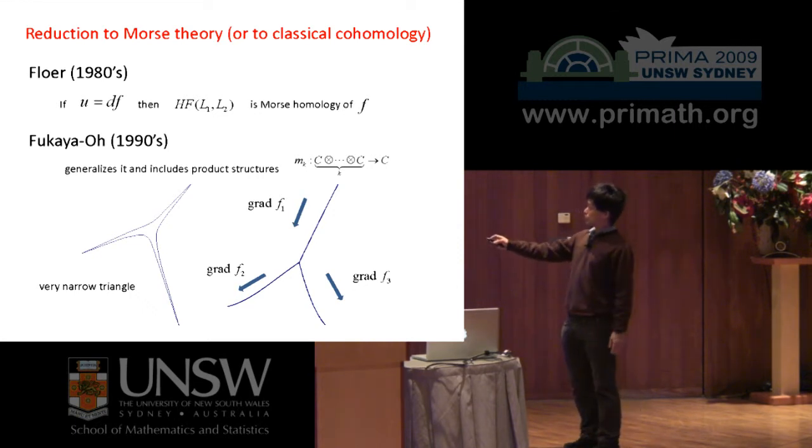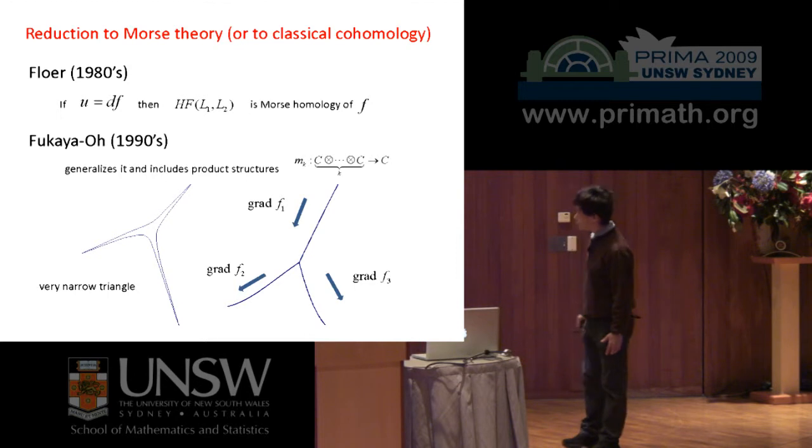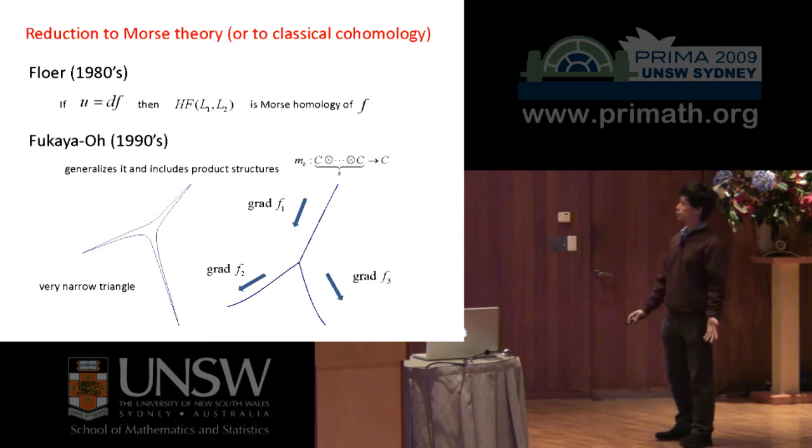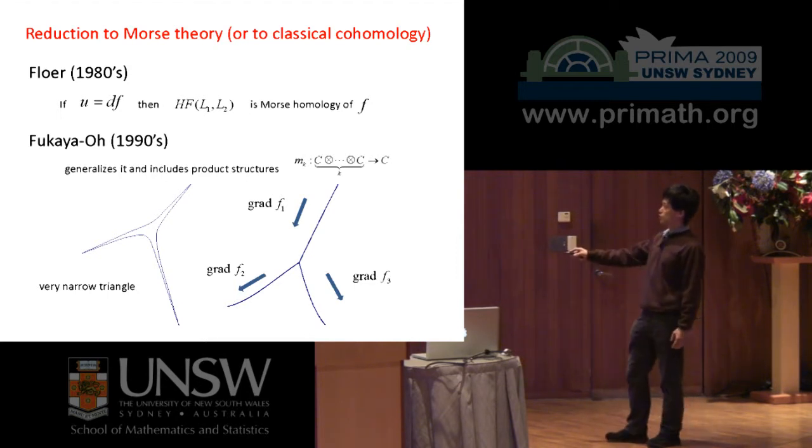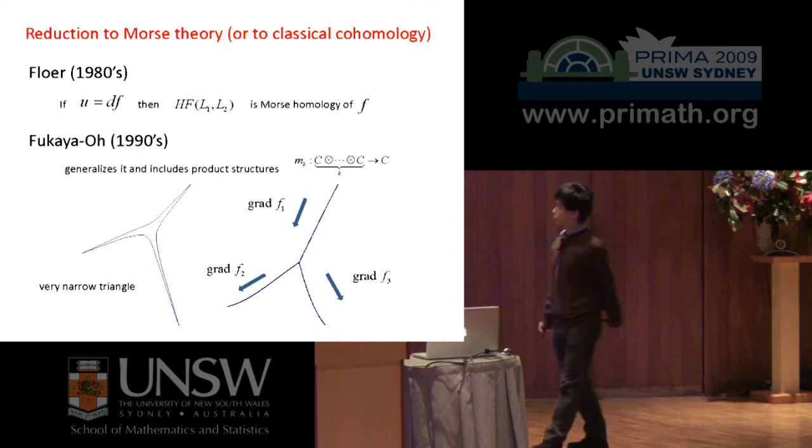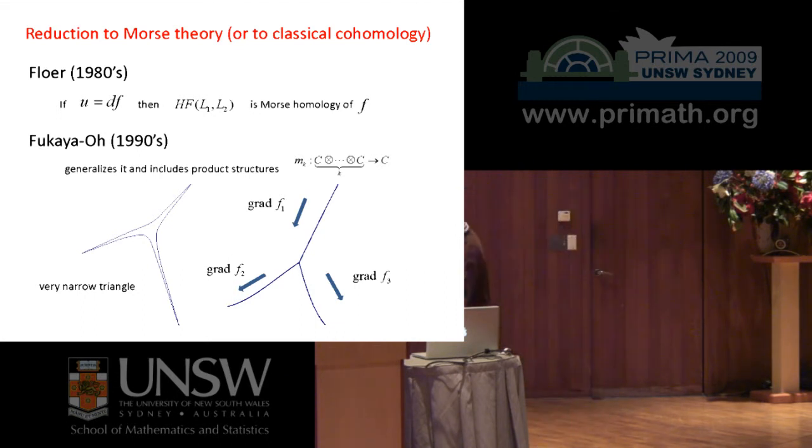And we consider this triangle, and this triangle counts m2 actually. This is a holomorphic triangle, and it's very narrow. What we proved is that in some favorable cases, like cotangent bundles, this triangle turns out to be the solution of these three-legged configurations of gradient lines. So this is a way we can study it.